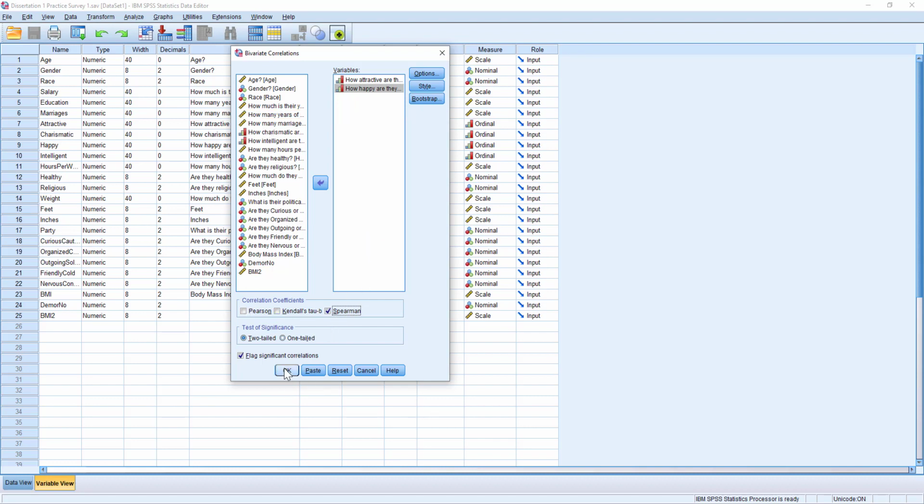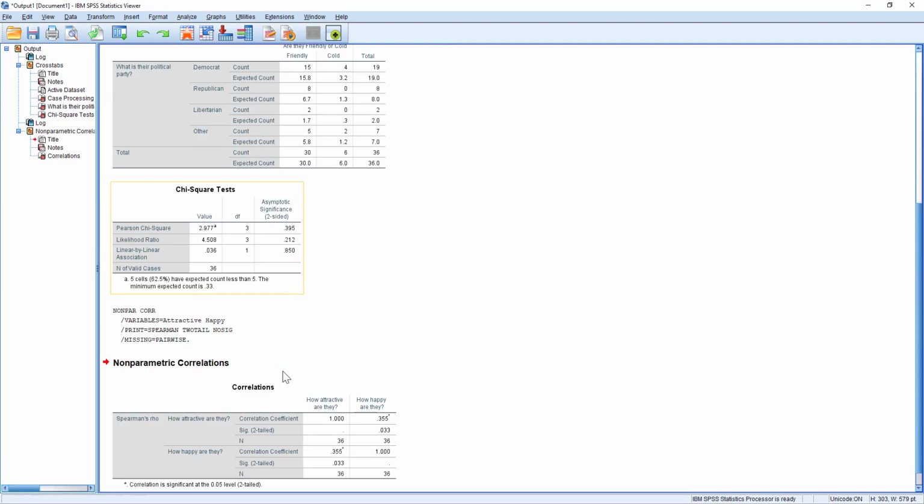Okay. So, now, what is our null hypothesis? And I just want you to say it in your mind right now. What is the null for this analysis? The null is that there is no relationship between attractiveness and happiness. So I click on OK.